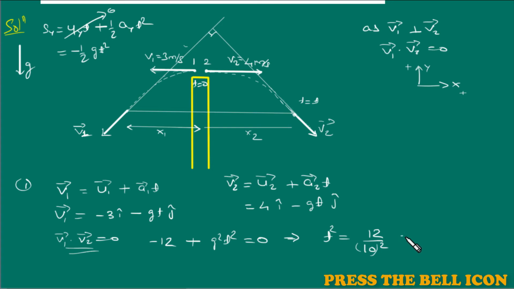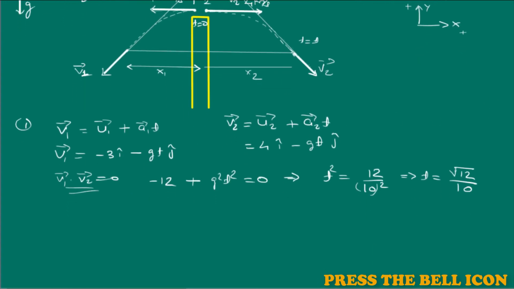So what I am getting, time as under root of 12 by 10. This is what I am getting. Okay, fine. Now we know that the distance between the particles will be x1 plus x2. So we can calculate here, distance will be equal to x1 plus x2.